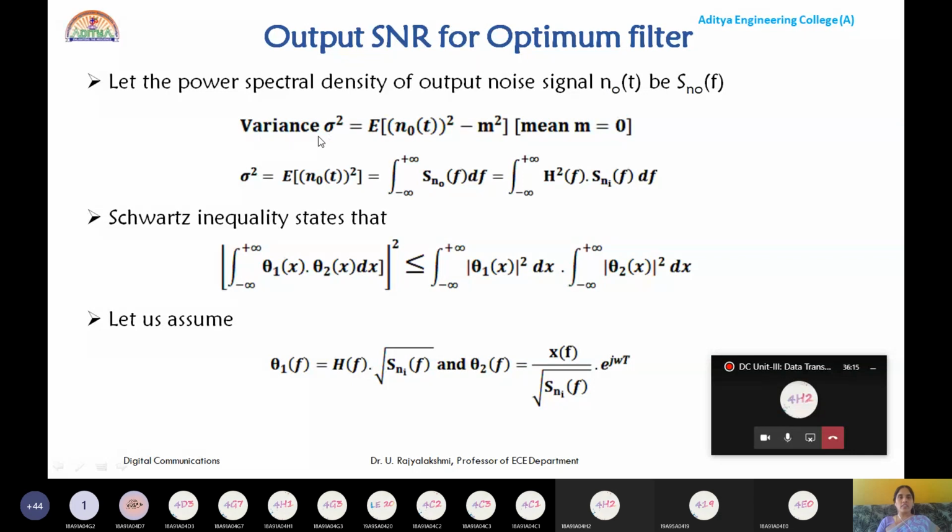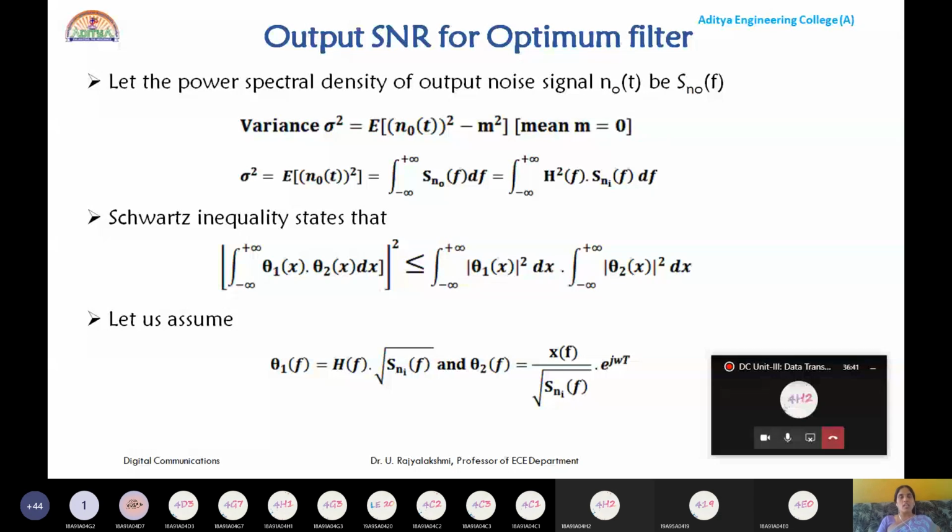Okay, let us define the variance first. What is variance? Expectation of n naught of t whole square minus mean square. Expectation of x square minus m square, generally represented like that. But here the function itself is nothing but the variable x, so that's why we directly represented n naught of t whole square minus mean square. But you know the mean value is 0.